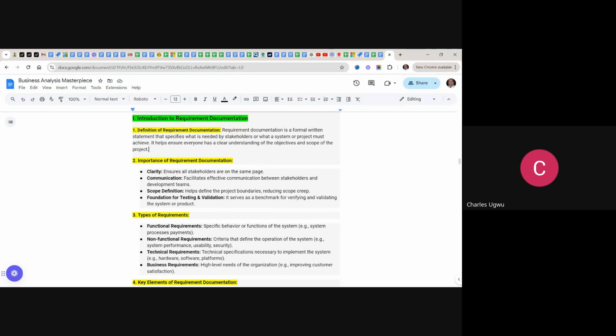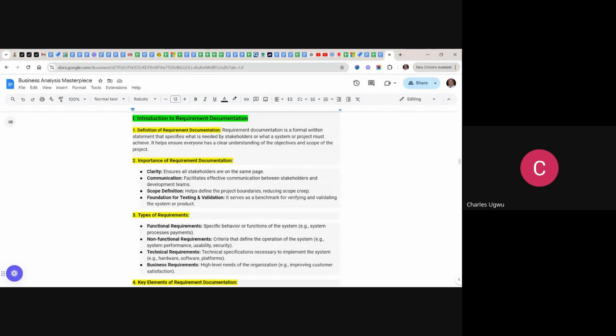Another important point is communication. It facilitates effective communication between the stakeholders and the development team. And we all know how important stakeholder analysis is, as an ongoing activity. So requirement documentation helps to make it clear for everybody, because requirement analysis, documenting, and identifying stakeholders are part of this documentation.